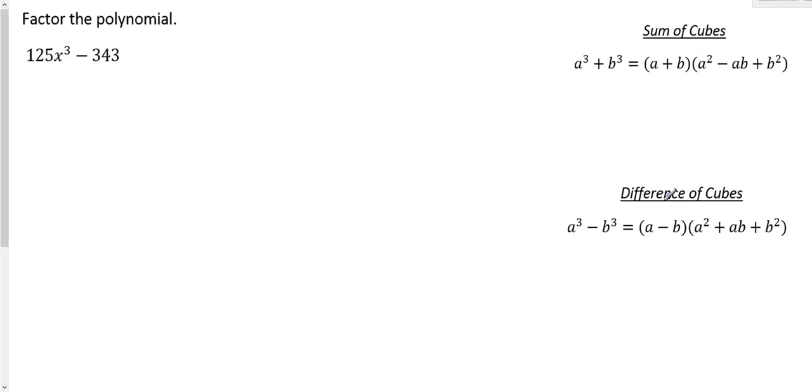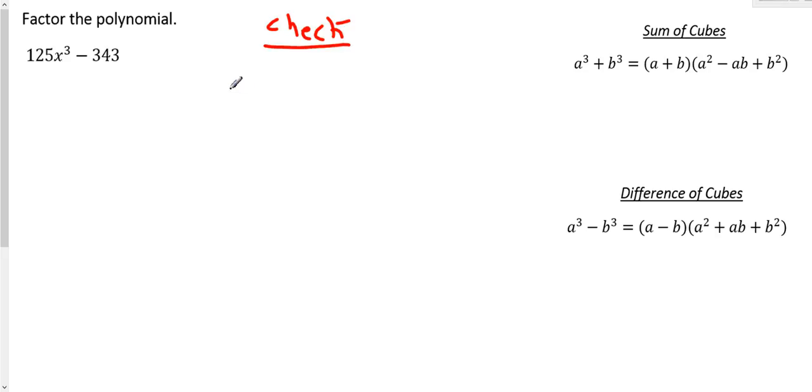So if it is one of these two formulas, it would have to be the difference of cubes. All right. To check to see if this is a difference of cubes, you need to check to see if these two terms here, this one and this one, are perfect cubes. So here's how you check that.